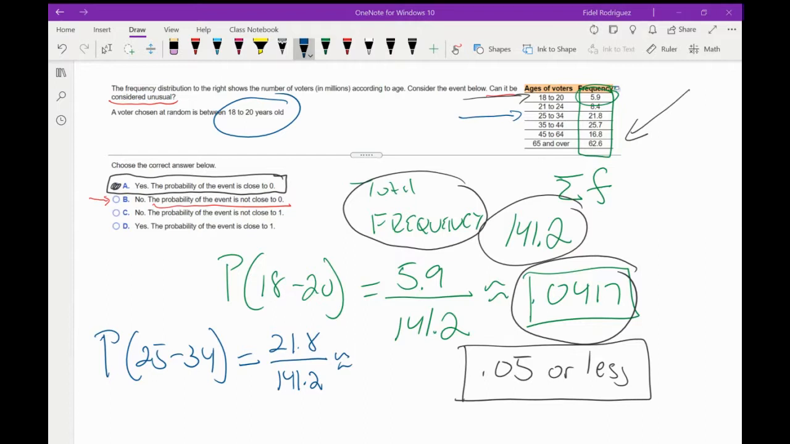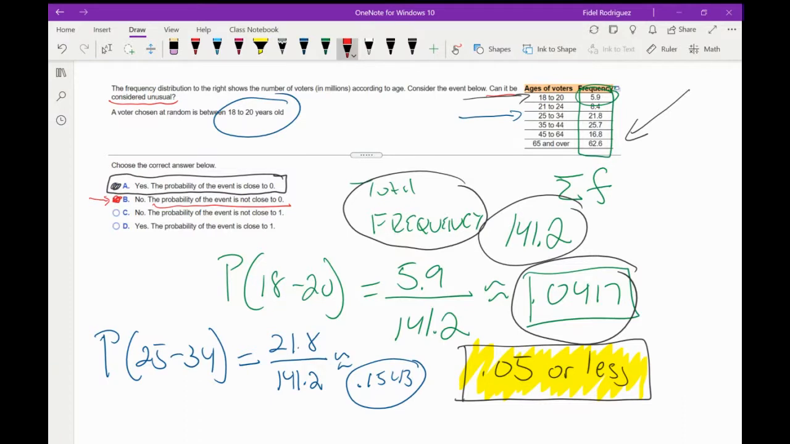The number that I would come up with, I'm just going to do this again real quick on my calculator. I take 21.8 divided by 141.2, and the number that I'm coming up with is 0.1543. But the thing that's going to tell me whether or not it's considered unusual would be this part. And I would say, 0.15 is not 0.05 or less. So in that case, Cynthia, I would have chosen part B, because no, it's not close to zero.